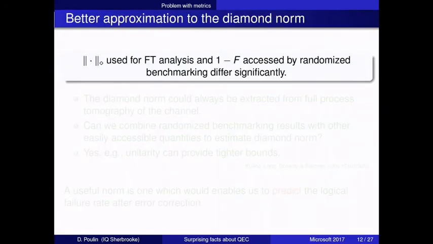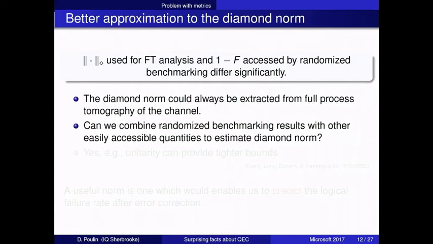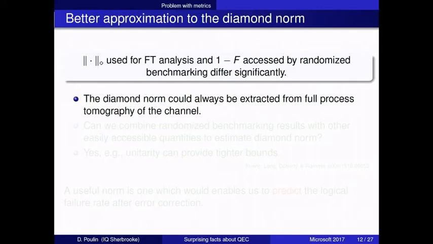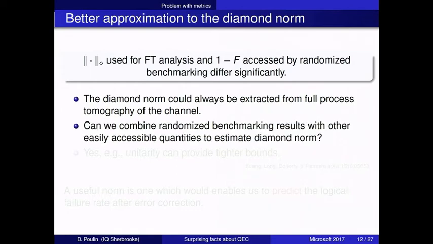Now, there's been a lot of work. People were aware of this, and there's been a lot of work trying to clarify the relation between these norms in the last couple of years. A lot of people were focusing on the diamond norm because this is the one that appears in theorems, but it's hard to measure experimentally other than doing full quantum process tomography.